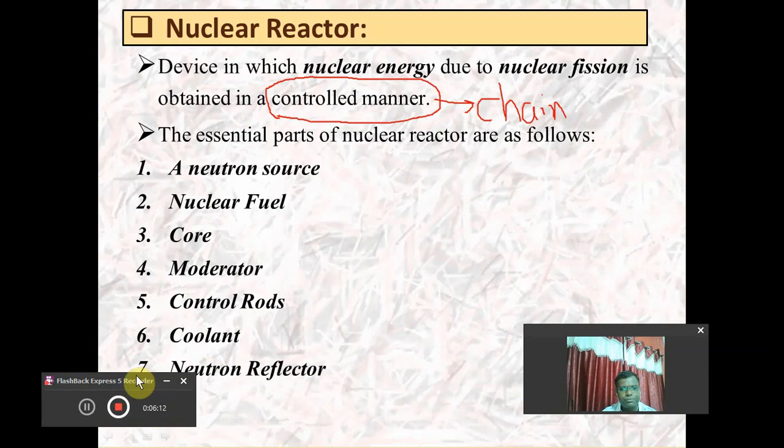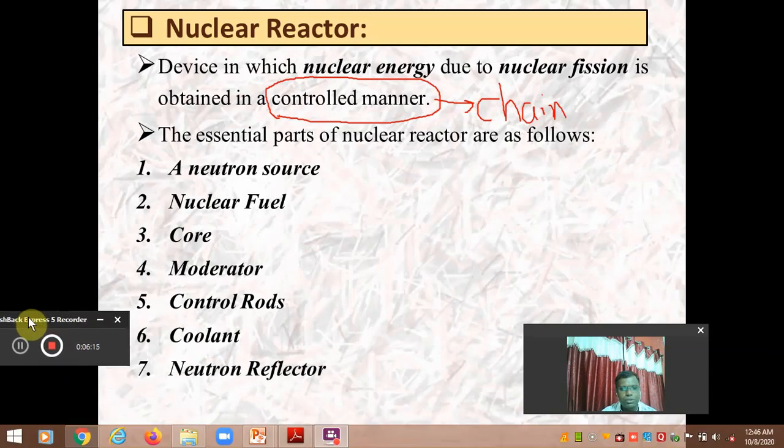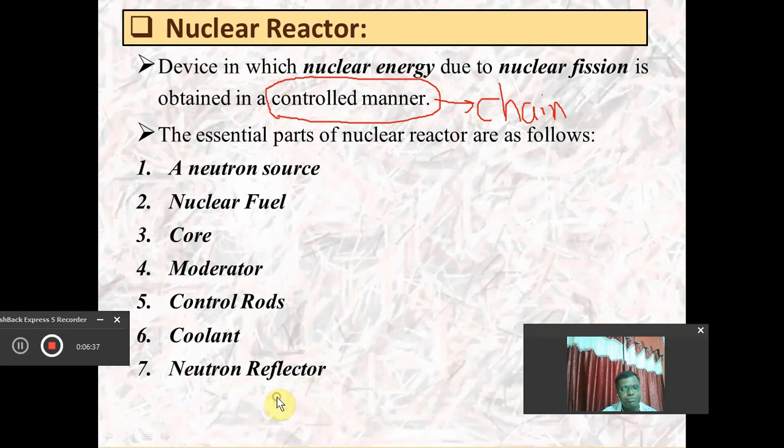So the next component, which is also important, is called the neutron reflector. In order to prevent the escape of neutrons from the surface of the nuclear fuel, again some substance or a particular layer is used, and that substance is called a neutron reflector. These are used to avoid the escape of neutrons from the surface of the nuclear fuel.